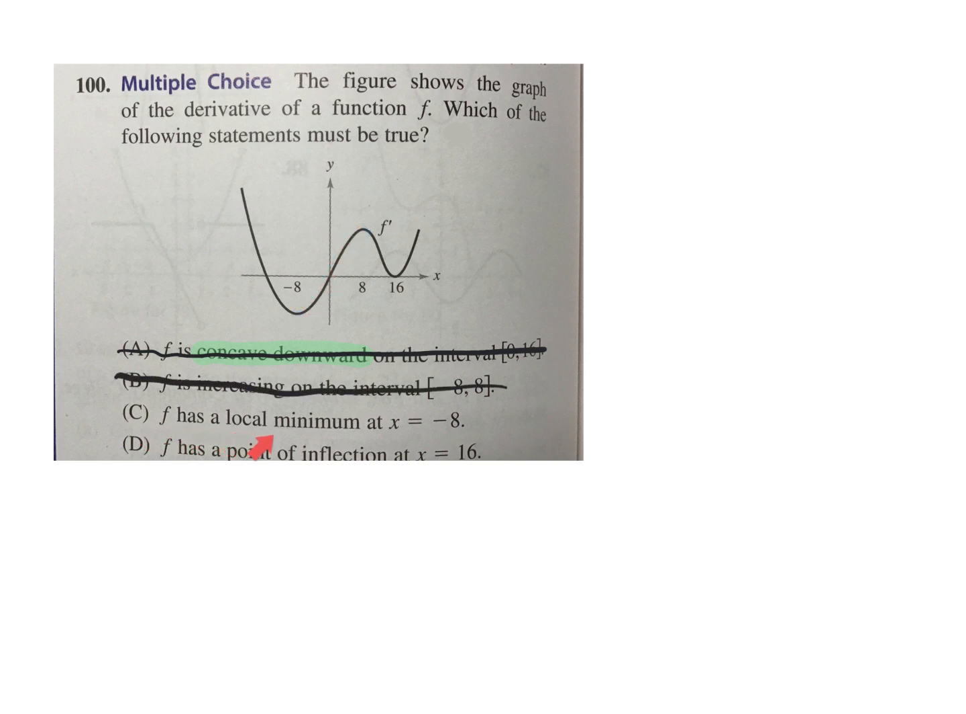C, f has a local minimum at negative 8. No, because when a function has a local minimum or maximum, that is, when a function has a local extremum, then f prime will be 0. And this is the graph of f prime, and it sure isn't 0 right there. The graph of f prime has a local minimum, but the graph of f does not.